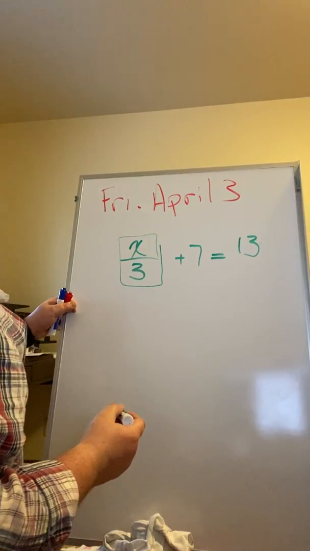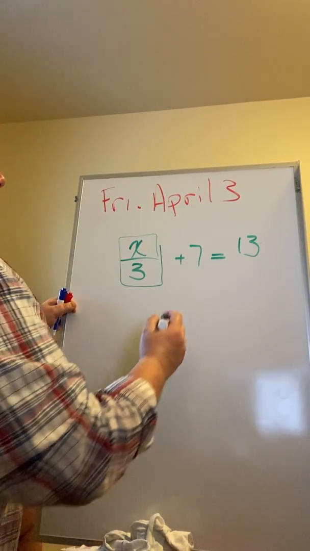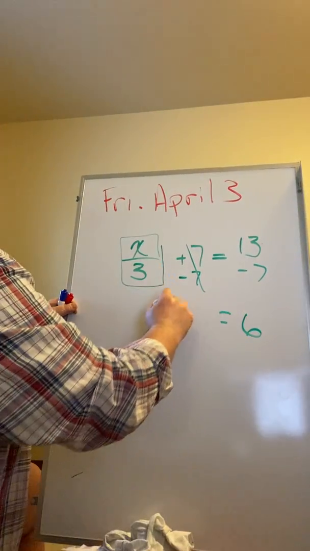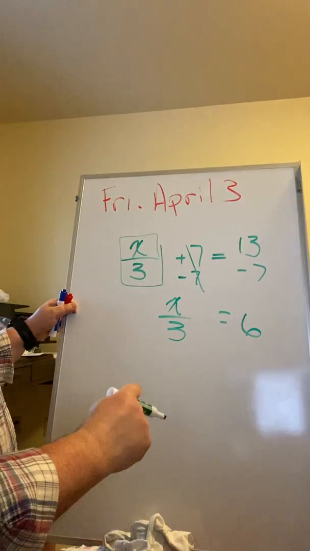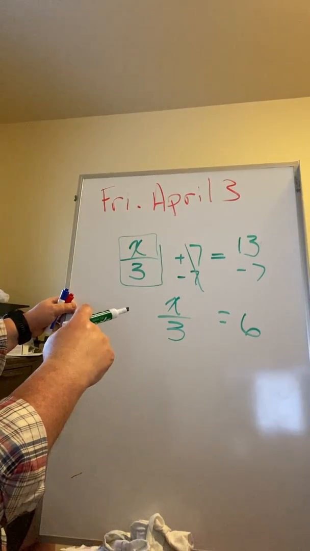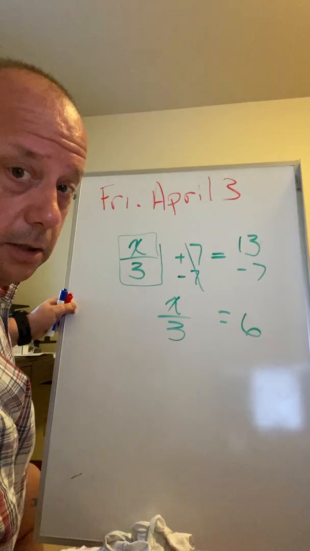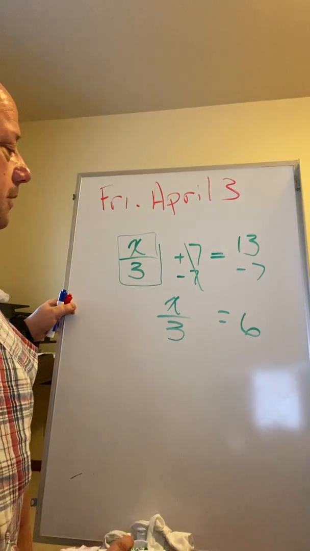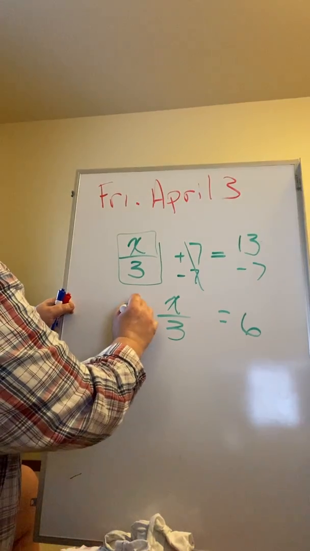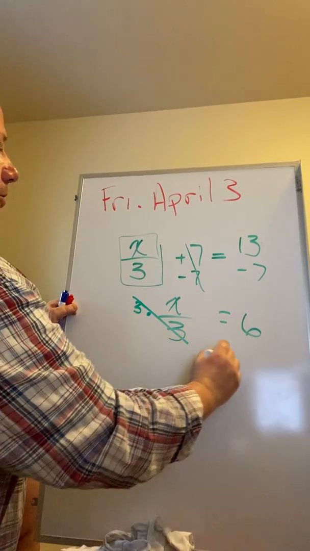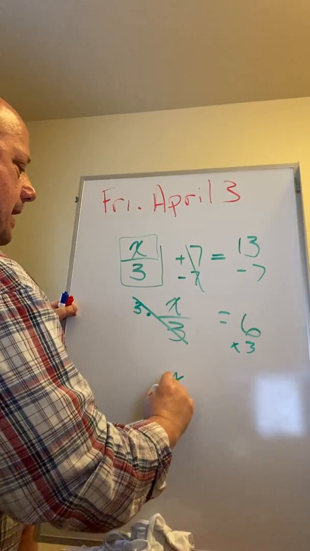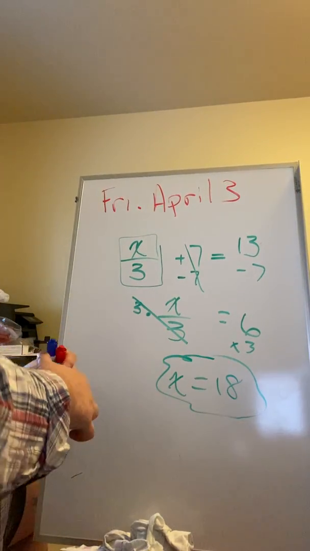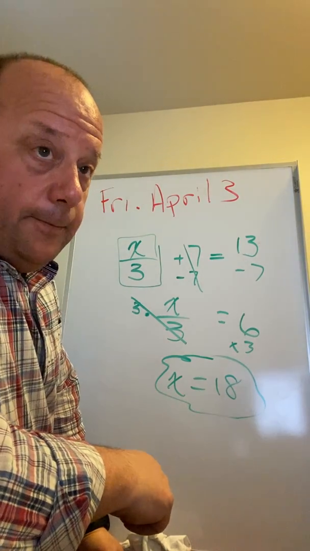X divided by 3 plus 7 is equal to 13. That's the last thing I work with because it's directly attached to my variable. Subtract 7. It equals 6. And I have X divided by 3 is equal to 6. So many of you are going to look at this and go, easy, 2. That's wrong. It's not 2. Okay? X divided by 3. What is the opposite of dividing by 3? It's multiplying by 3. That cancels out. Multiplied by 3. X equals 18. So the answer to this one ends up being 18.